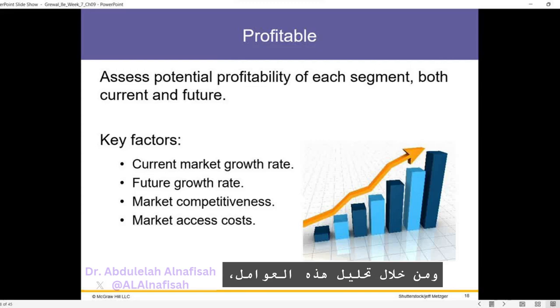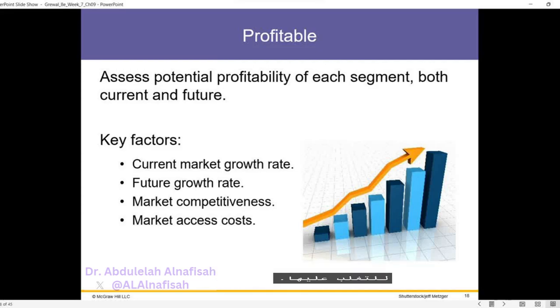By analyzing these factors, marketers can assess the profitability potential of each segment. This analysis helps prioritize resources and investment in segments that offer the greatest profitability opportunities. It also assists in identifying potential challenges or barriers that may affect profitability and allows for the development of strategies to overcome them.